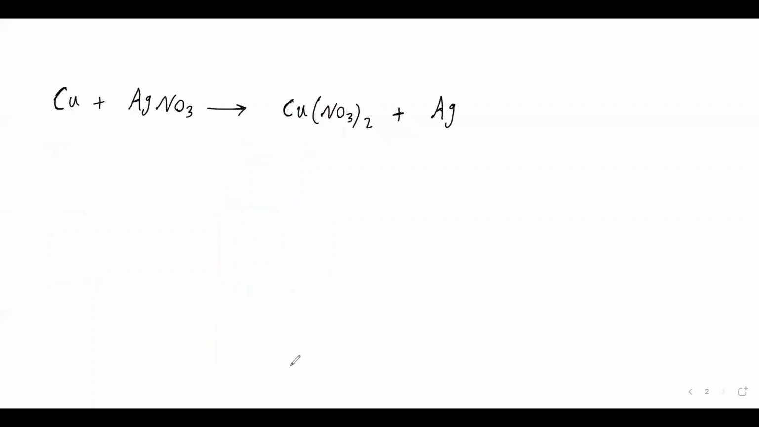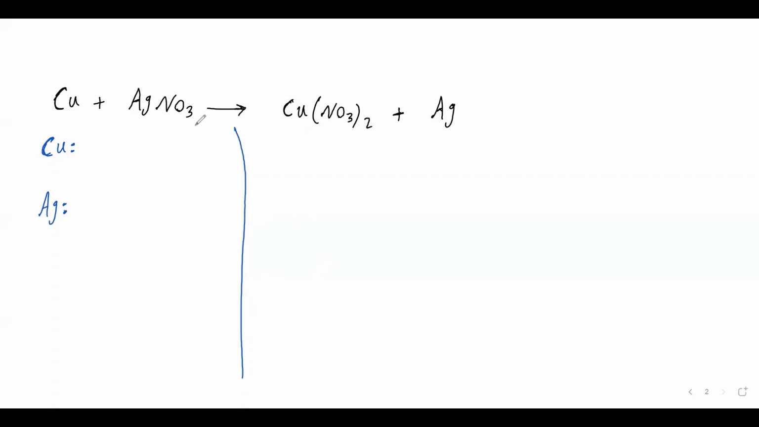I have this chemical reaction: Cu plus AgNO3 produces CuNO3 plus Ag. Okay, what we do, we need to draw our table, right? Our chart. So on the left side of the chart, I want to write down the elements which we have on the reactant side. So I have Cu, copper. I have Ag, silver. And I have NO3, nitrate.